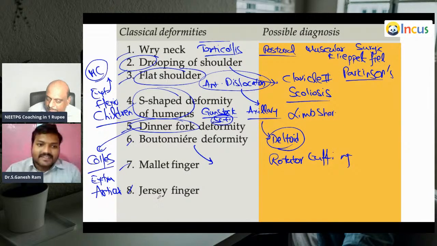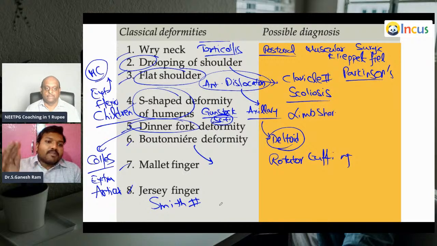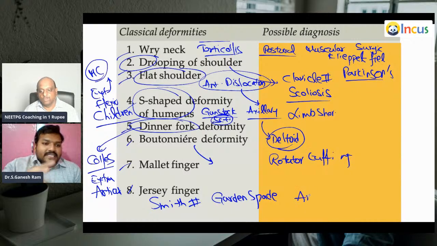What is it called? The opposite of Colles is called what deformity? Smith, S-M-I-T-H, Smith fracture. Okay. Yeah, you can see the garden spade. It's exactly opposite to the dinner fork. The dinner fork will have a posterior bend like this, whereas the garden spade will have an anterior bend like this. So it's exactly opposite.